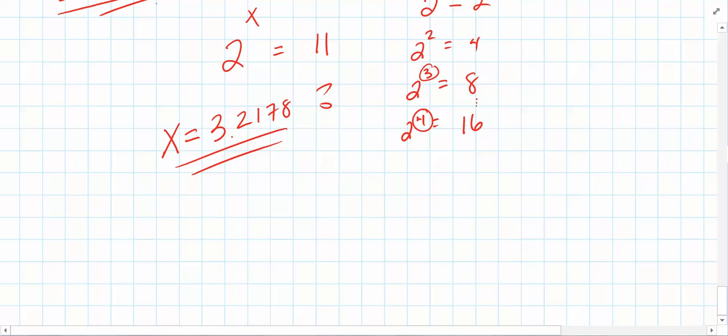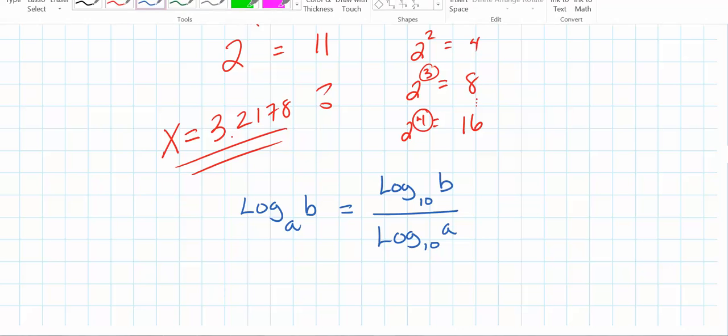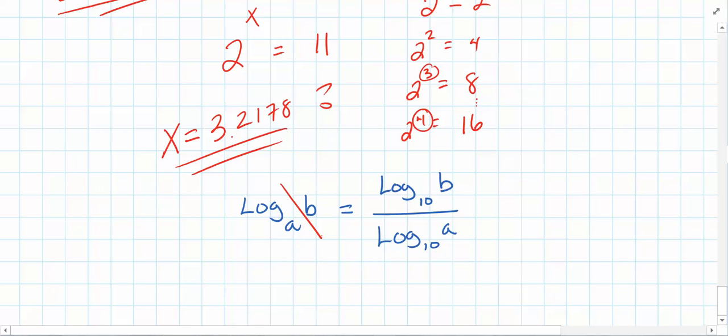A little bonus box says this. If you have log base a of b, it's the same thing as taking log base 10 of b divided by log base 10 of a. So all you have to do is divide them. I drew a little slash right there to remind myself to divide them. Bigger number on top, smaller number on the bottom.